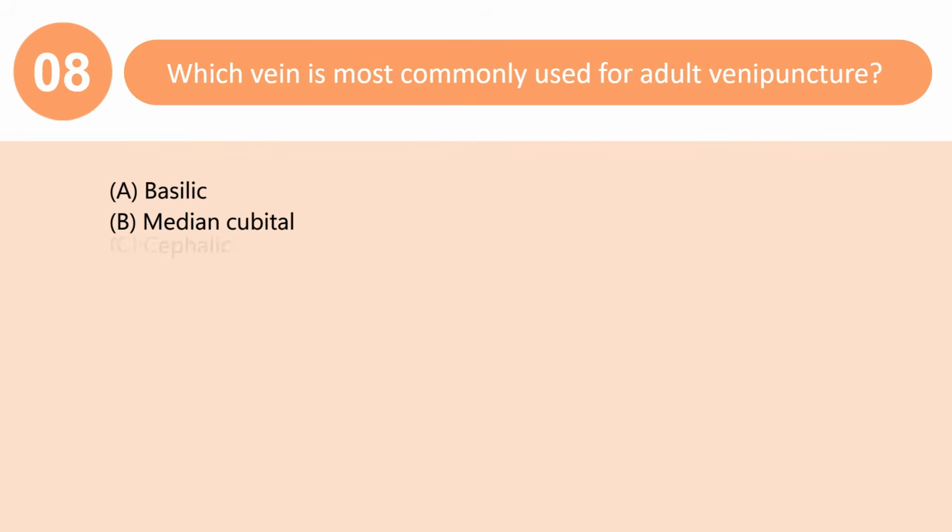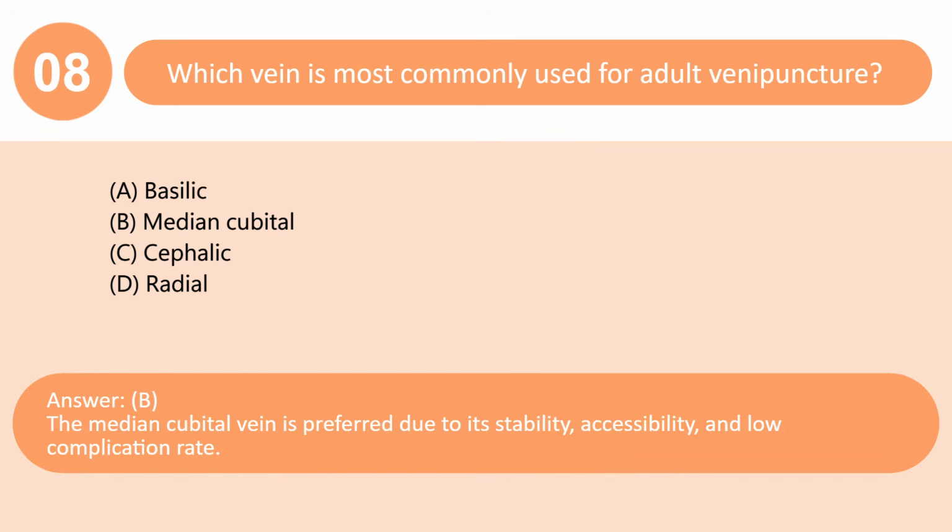Which vein is most commonly used for adult venipuncture? A. Basilic. B. Median cubital. C. Cephalic. D. Radial. Answer B. The median cubital vein is preferred due to its stability, accessibility, and low complication rate.